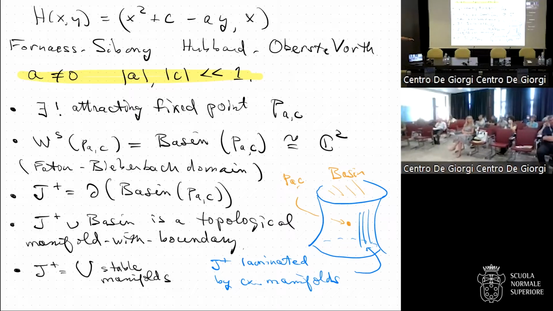It's fibered by complex manifolds. Okay, so you're fibering this thing by complex manifolds, and it's a topological manifold with boundary. So the boundary is nicely attached. And in fact, J plus is a union of stable manifolds. Okay, so that's nice. And so it seems like things are looking good.